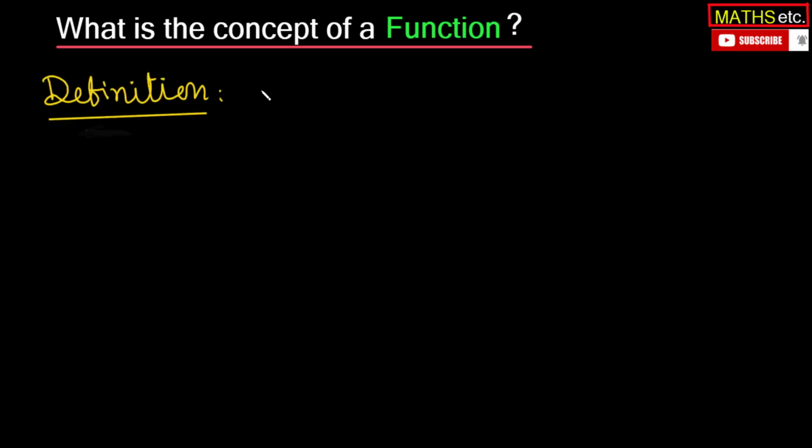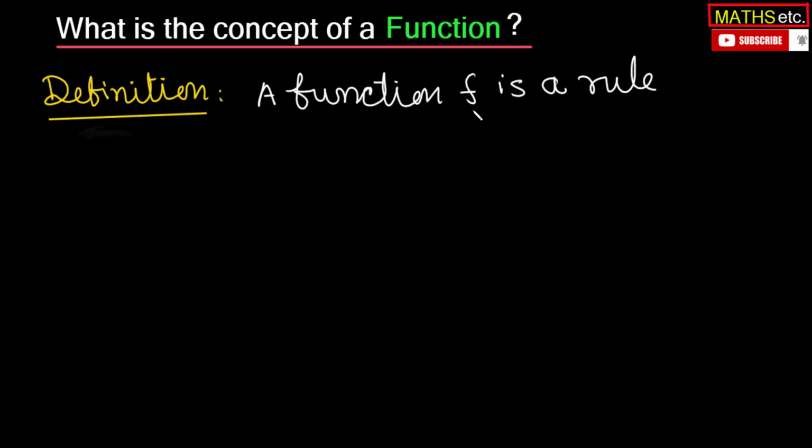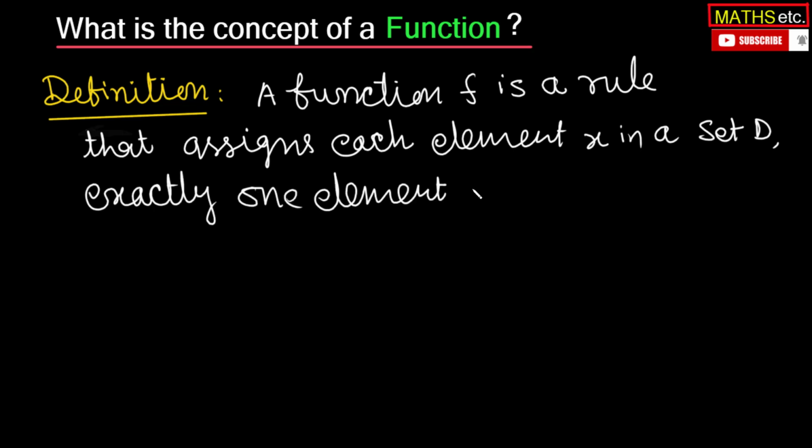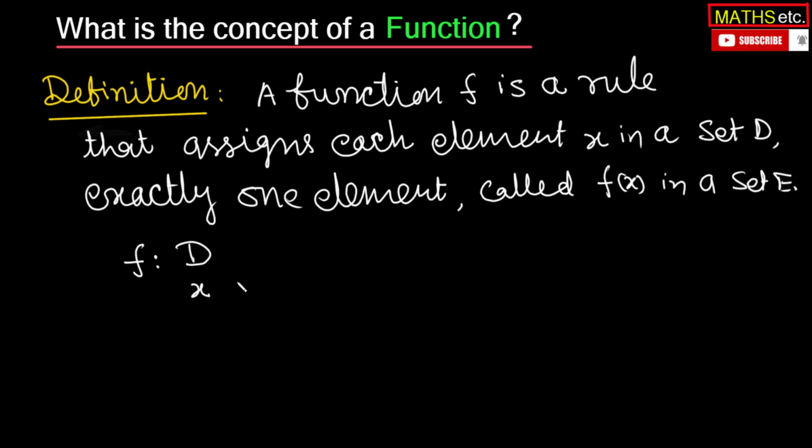A function f is a rule. f is the notation for function that assigns to each element x in a set D exactly one element called f(x) in a set E. We can easily understand this definition with the help of this illustration. f is a function, which is nothing but a rule which is assigning each element, represented by x, to another element. We are denoting it by f(x) in a set E.